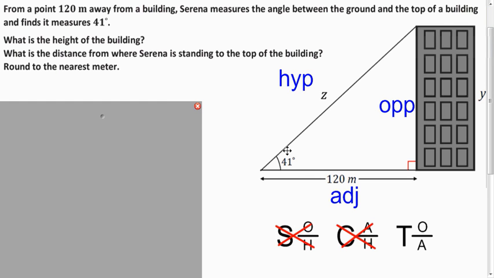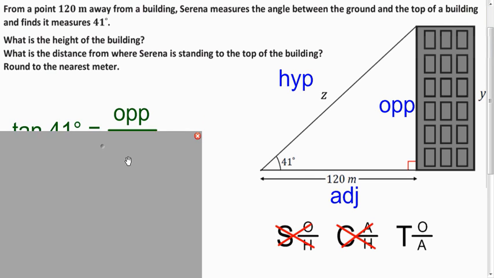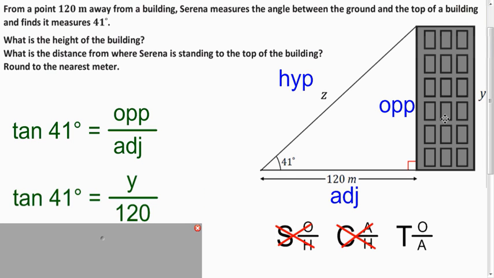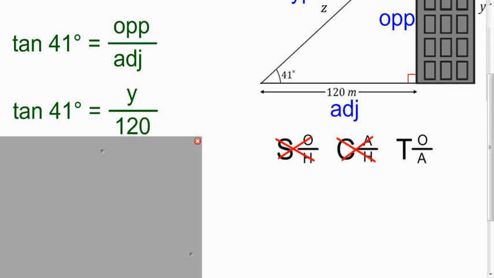So the tangent of 41 degrees equals opposite over adjacent. Now we can fill in those blanks. We know the opposite length is y, and the adjacent is 120. Now, how do we solve this? Well, we know that tangent is just a ratio. It's just a number. So we can solve this just like we did in algebra.